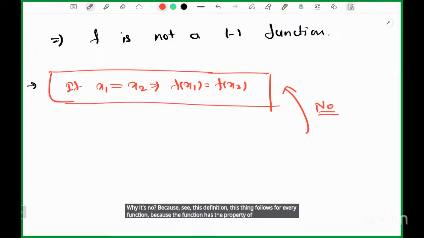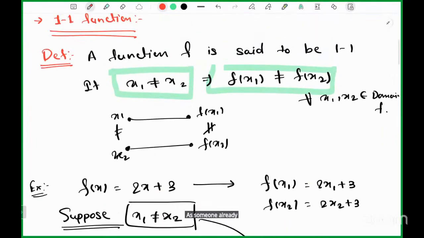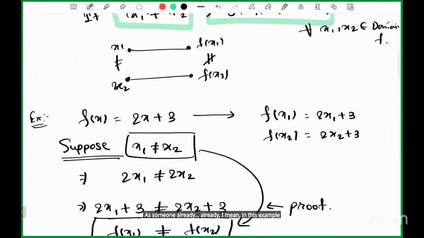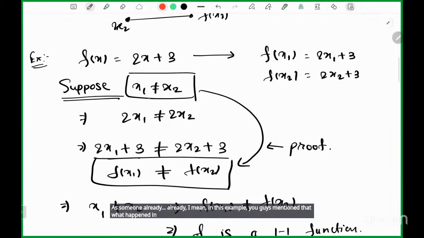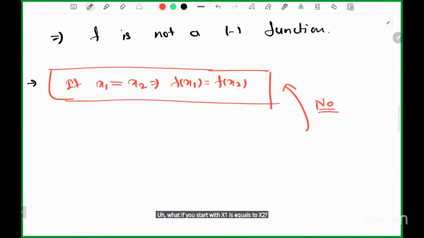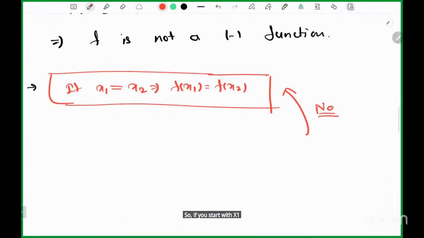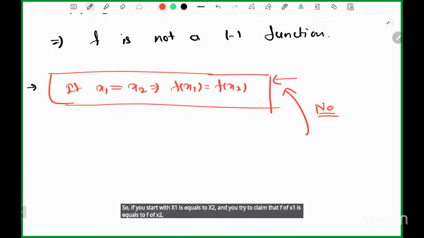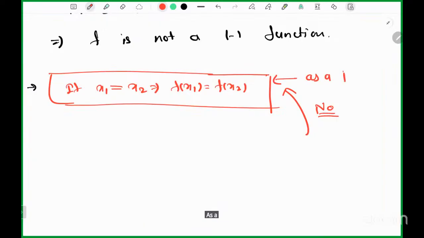As someone mentioned in this example, what happens in place of inequality? I started with x1 not equal to x2. What if you start with x1 equal to x2? If you start with x1 equal to x2 and claim that f of x1 is equal to f of x2, and consider this as the definition of a 1-1 function, then it's not the correct definition of a 1-1 function. So the answer is no.